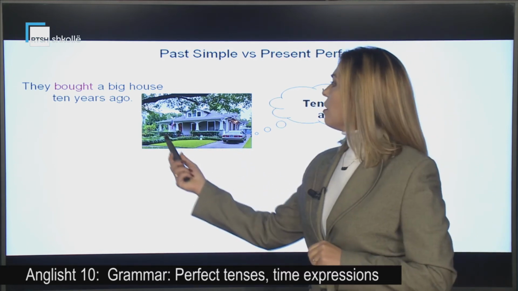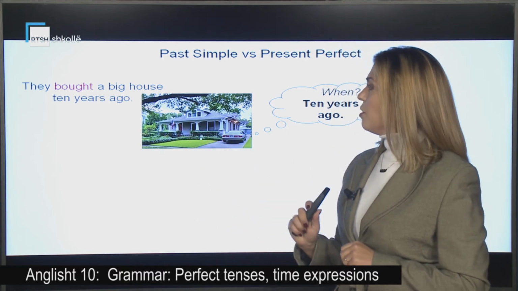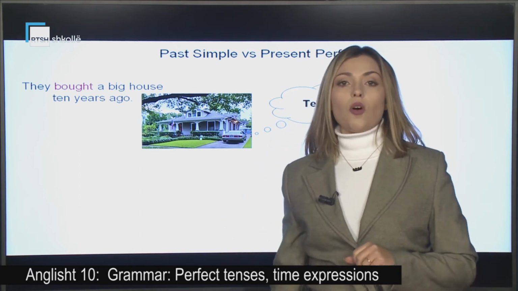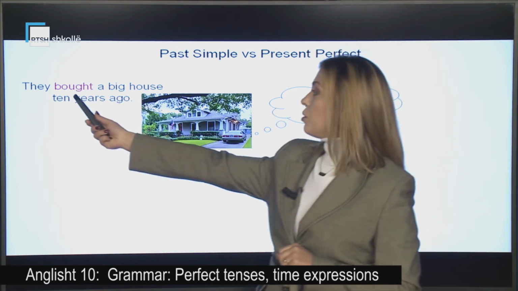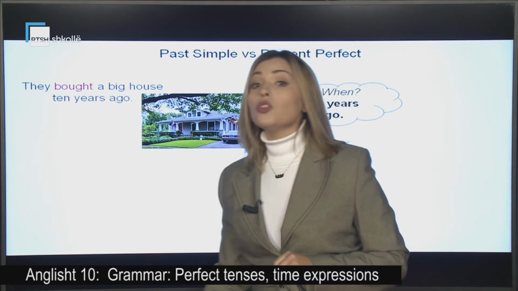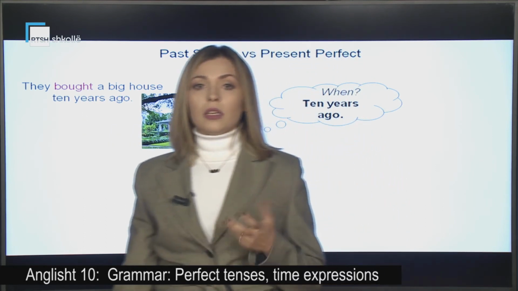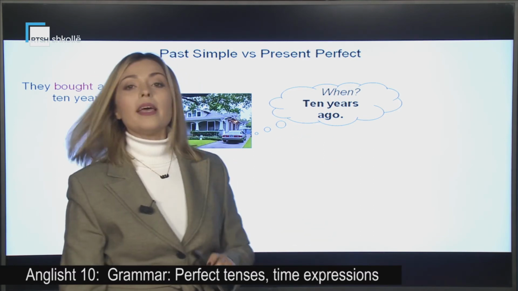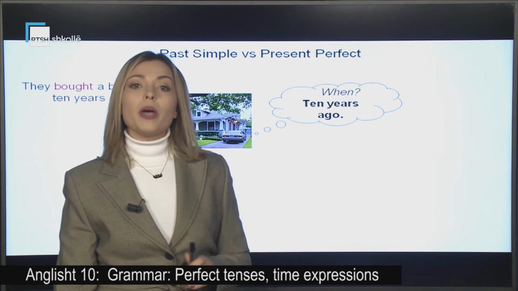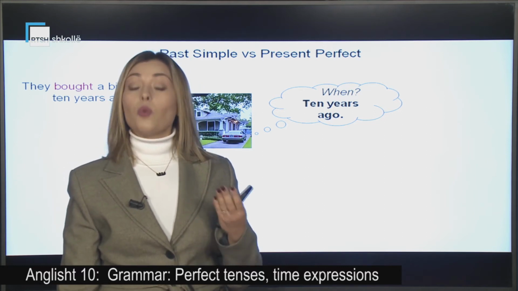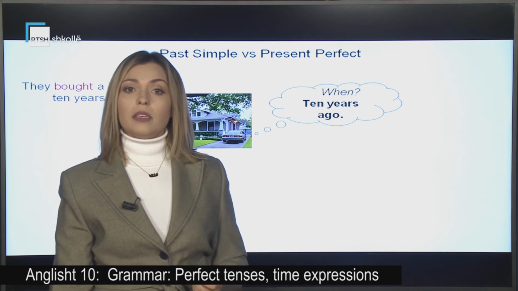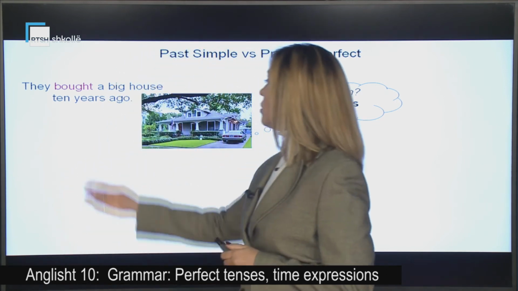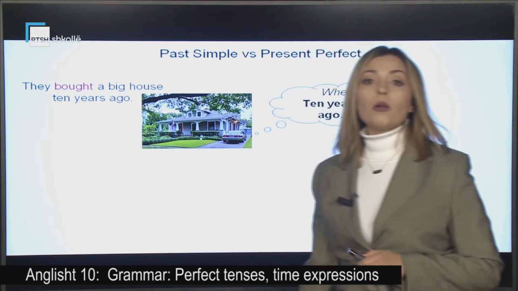We can see that there is a house here, and they bought a house 10 years ago. They bought. Ask yourselves, do we know when? Do we know when they bought the house? Yes, of course we do. 10 years ago. So when the time is stated, 10 years ago, then we're going to put past simple, bought.